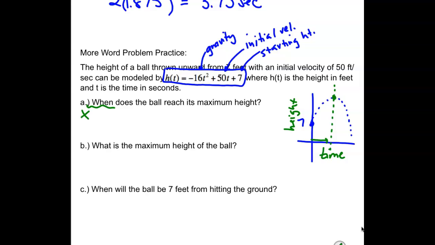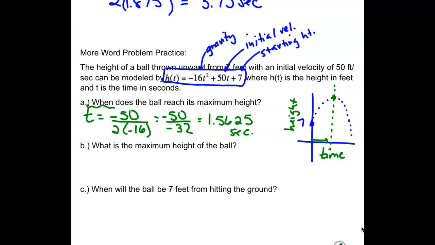So we do x, or in this case t, I guess we could write. Our time equals the opposite of b, so negative 50, divided by 2 times a, negative 16. So negative 50 divided by negative 32, and we should get 1.5625 seconds. Again, we don't want to round that answer right now because we are going to need it in the next question.